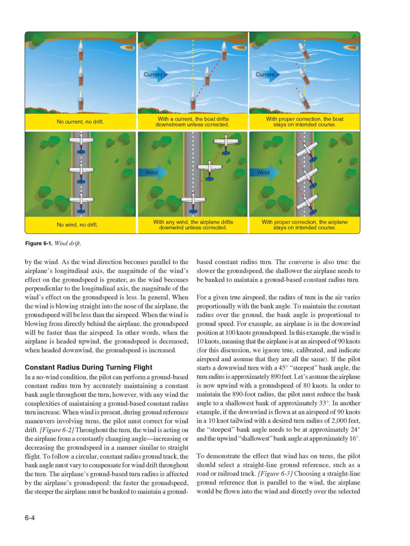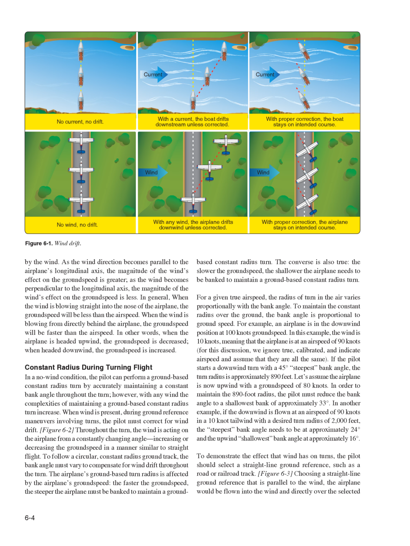Constant radius during turning flight in a no-wind condition. The pilot can perform a ground-based constant radius turn by accurately maintaining a constant bank angle throughout the turn. However, with any wind, the complexities of maintaining a ground-based constant radius turn increase. When wind is present, during ground reference maneuvers involving turns, the pilot must correct for wind drift. Figure 6.2. Throughout the turn, the wind is acting on the airplane from a constantly changing angle, increasing or decreasing the ground speed in a manner similar to straight flight.